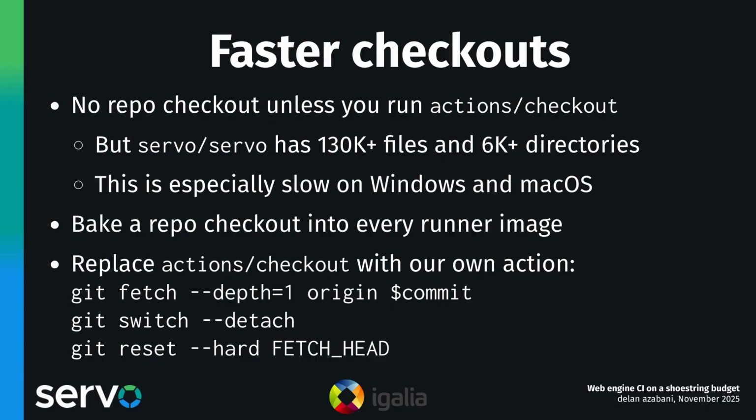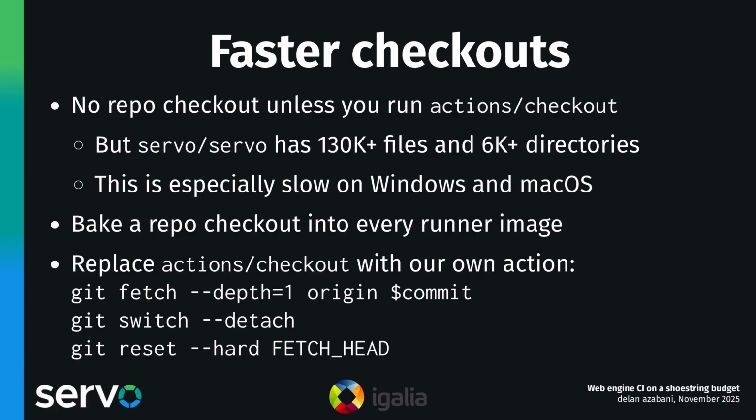And that's just the tracked files and directories. As a result, even if we use things like shallow clones, there's just no getting around the fact that cloning this repo and checking it out is slow. It's unavoidably slow, and it's especially slow on Windows and macOS, where file system performance is often pretty poor compared to Linux. So we want to make our checkouts faster.